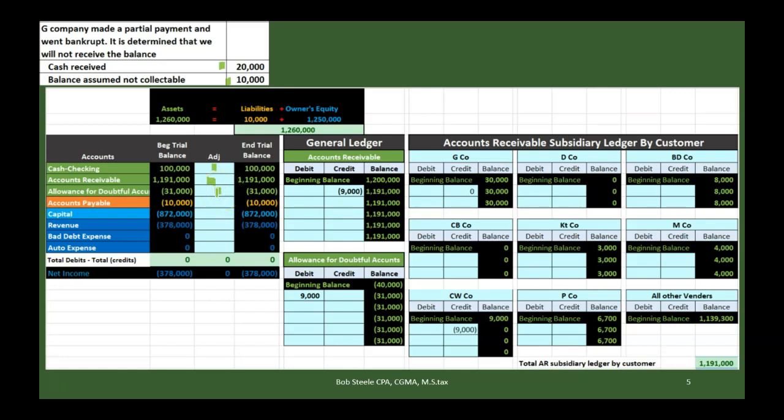Remember, under the direct write-off method, that debit would go to the bad debt expense at the time it was determined to be uncollectible. Under the allowance method, we already had this 31,000. We already estimated that 10,000 wasn't going to be collectible. We just didn't know who was not going to pay. We already wrote it off in the prior period to match it to the income that was generated in the prior period, and now we're just going to take it to the allowance.